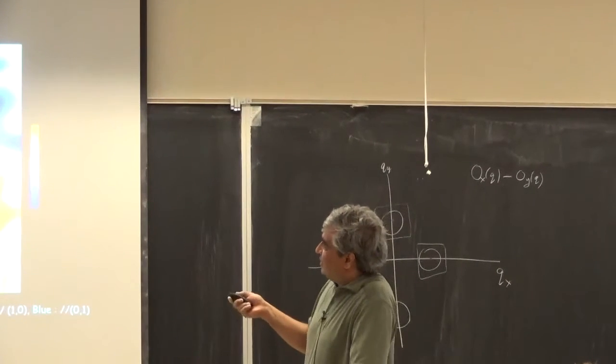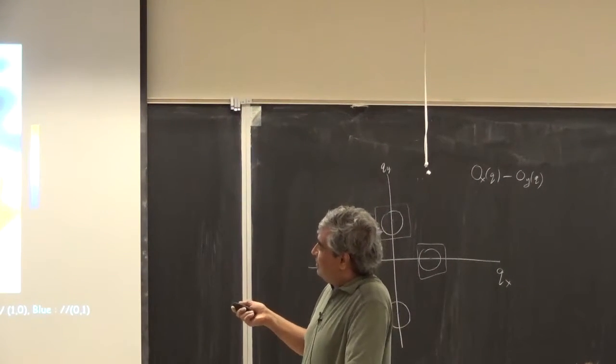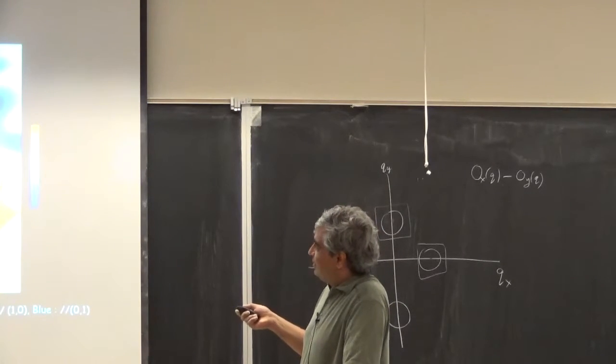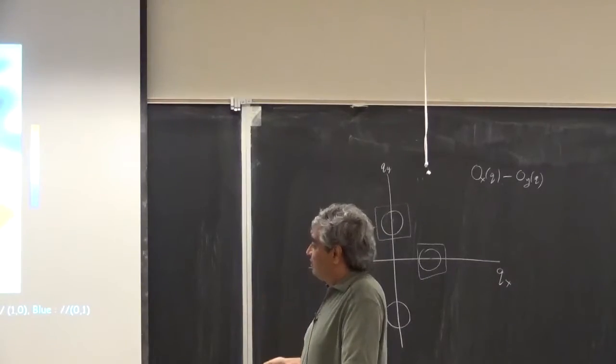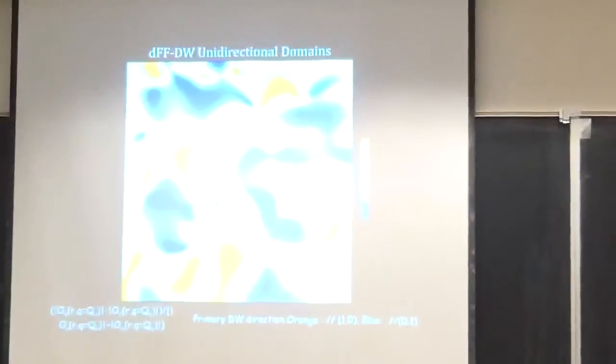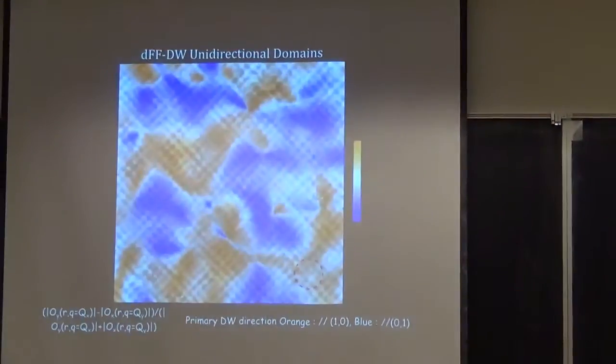And what this means is that in the orange region, the density wave runs in the y direction. In the blue region, this d-form factor density wave runs in the x direction. And you can put the original picture back and confirm with your own eyes that that's roughly what's happening. Anyway, that's just to show you the characteristic domain size of the nematic order.